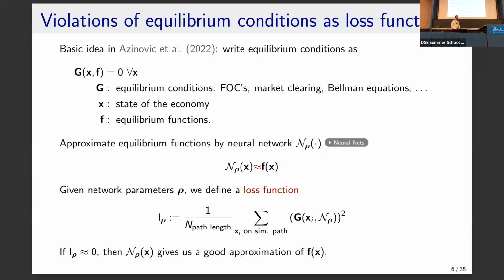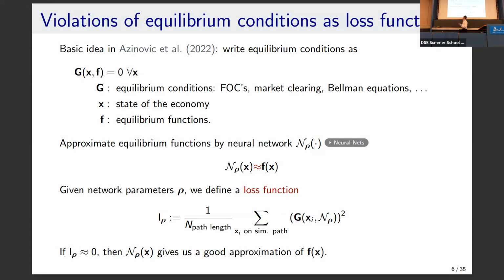So, what is the basic idea in deep equilibrium nets? There are other papers that work in a similar vein. I'm just choosing mine because that's the one I know the best, and that's my starting point. So what's the idea? Say we have a state of the economy X. For example, you can think of capital and the exogenous shock in a stochastic growth model. Often we can write the equilibrium conditions for a functional rational expectations equilibrium as a set of conditions.